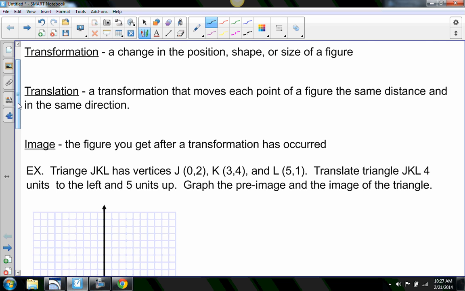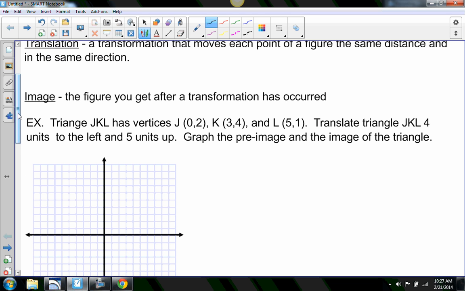They also talk about an image, and that's the figure you get after the transformation has occurred. So you have a pre-image, which is your original image, and then you have the image, which is your new image that you're going to work with.